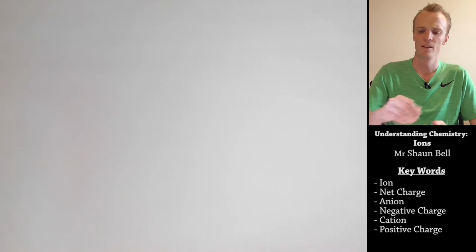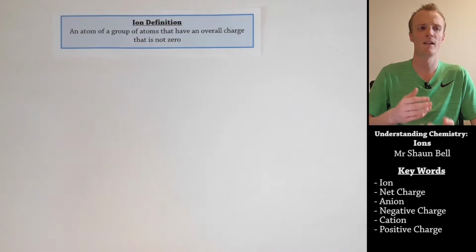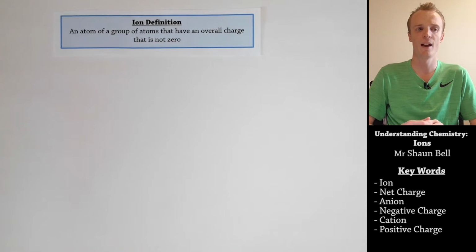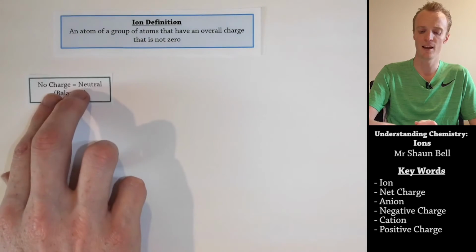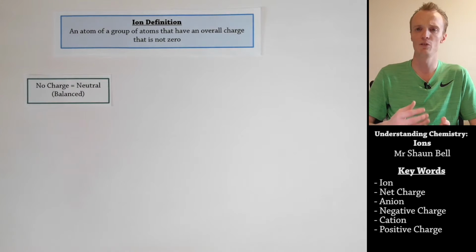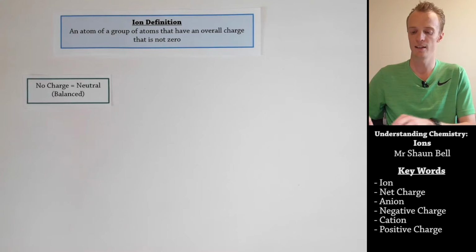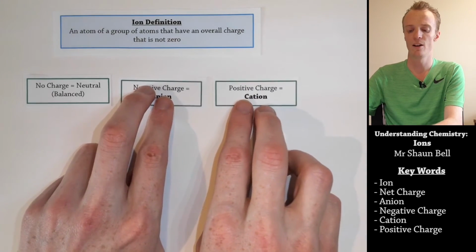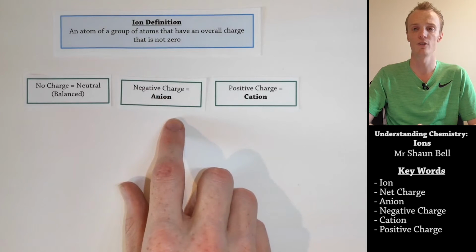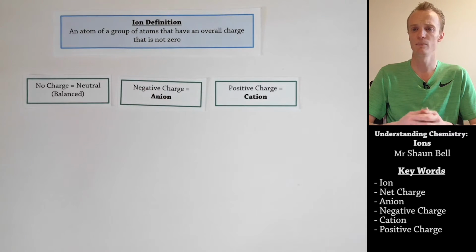So let's recap. So far, we've discovered that ions are an atom or a group of atoms that have an overall charge that is not zero. If an atom does have no overall charge, we do not consider this to be an ion, and we consider this to be a neutrally balanced atom. However, if it does have an overall charge, it can exist in two states. It can either have an overall negative charge, which we call an anion, or it can have an overall positive charge that we call a cation.